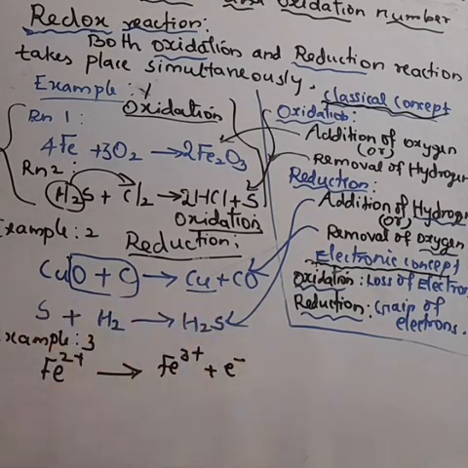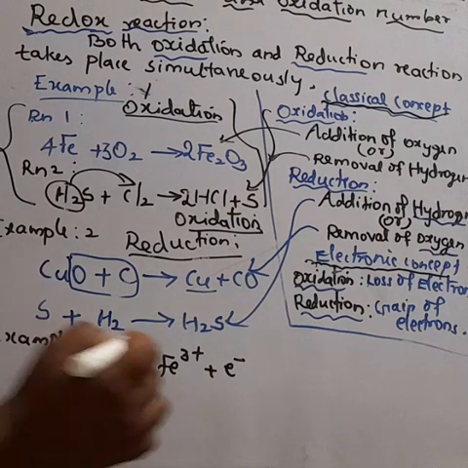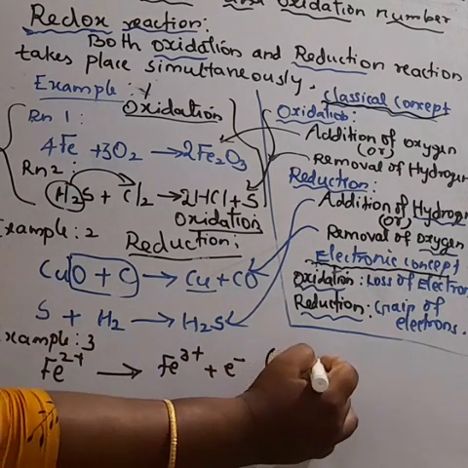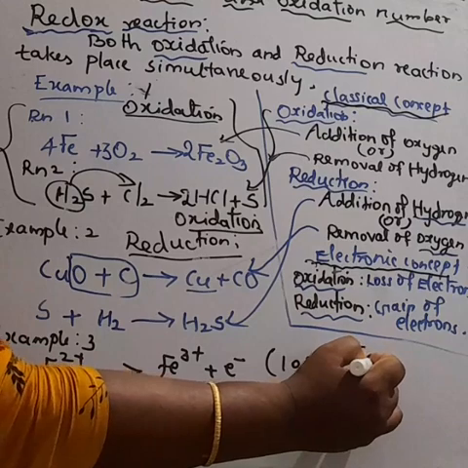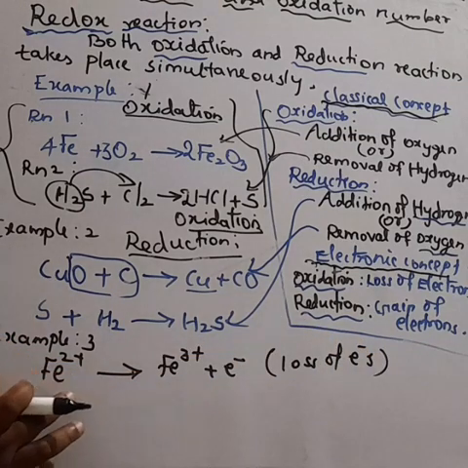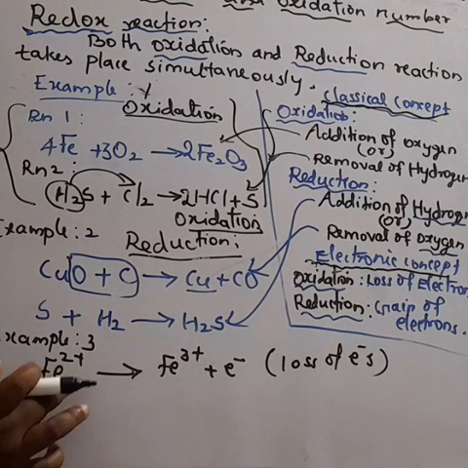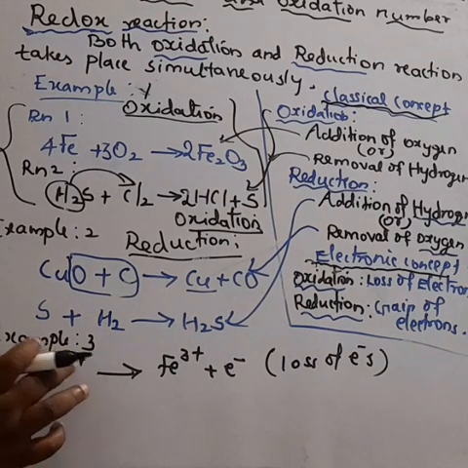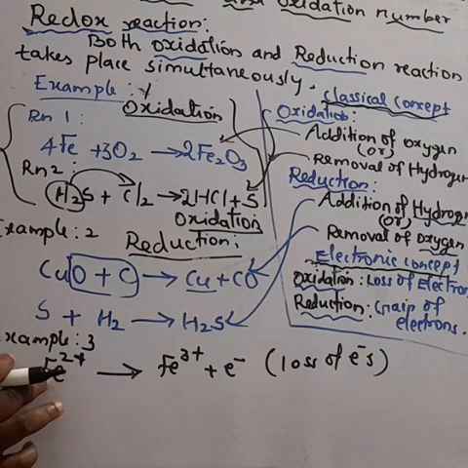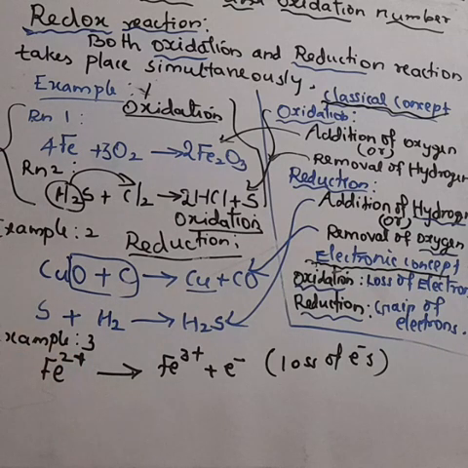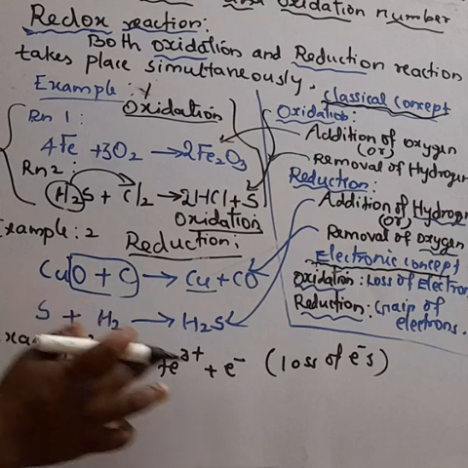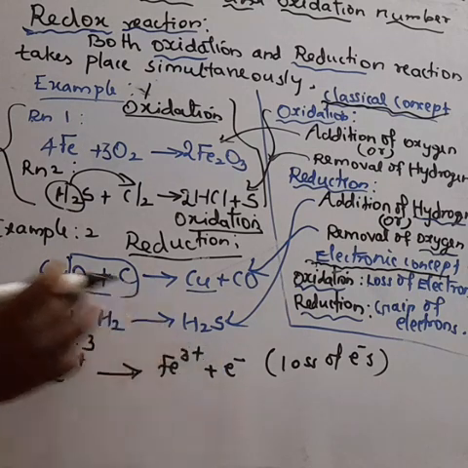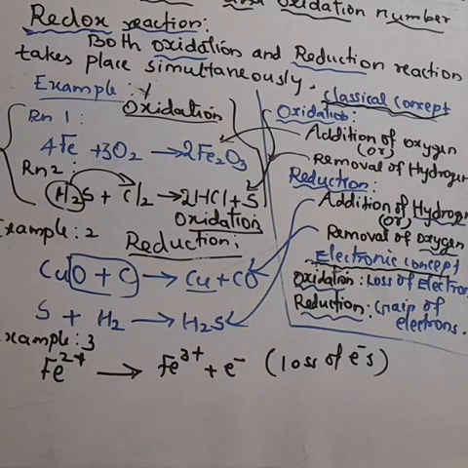Understood? So here, which type of reaction takes place? Oxidation. Why is it oxidation? Because the plus charge indicates the deficiency of electrons. So Fe2+ lost one electron to form Fe3+. One more electron deficient here. So Fe3+. Okay, understand.